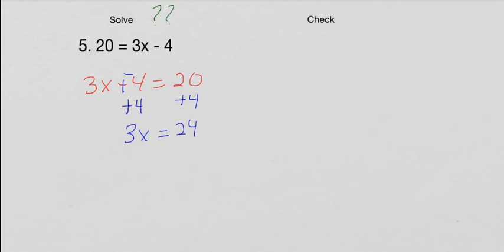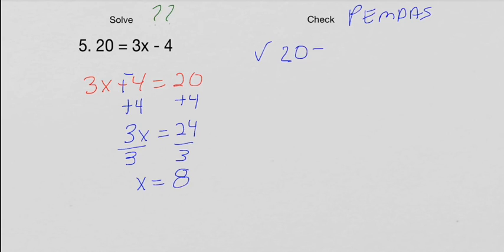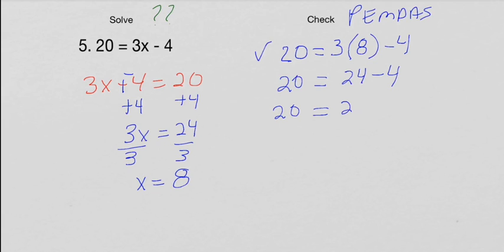What math operation is it? It's multiplication. What's the opposite of multiplying by 3? Dividing by 3. So that's going to give us x is equal to 8. And now we're going to go over here and check it using PEMDAS. So we're going to do 20 equals 3, and instead of the x, we put in our 8, minus 4. 20 equals 24 minus 4. 20 equals 20. That's true, so we know we have the correct answer. And now you know how to solve two-step equations.